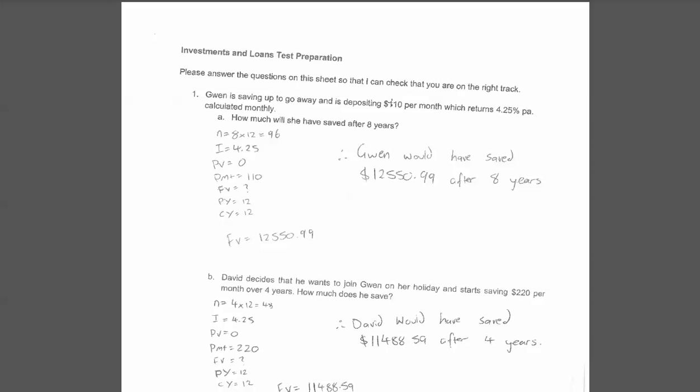you're saving up a deposit of $110 per month. So obviously you're putting regular payments in, so it's your PMT. You've got a return of 4.25%. How much will be saved after 8 years? Now, obviously the money's compounding monthly, and you're putting the value in monthly too. So after 8 years, 8 times 12, you've got 96 periods. Now, when it says how much is saved, obviously you want to know the future value here. So that's your question mark in this sort of question.